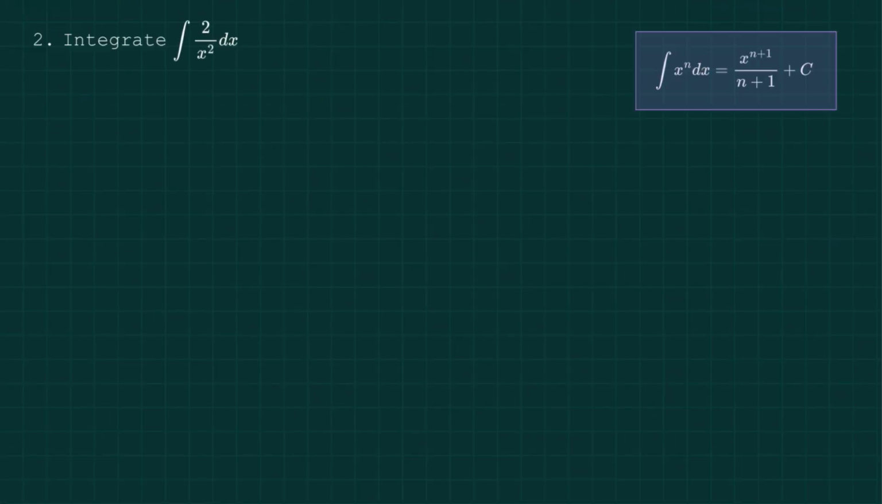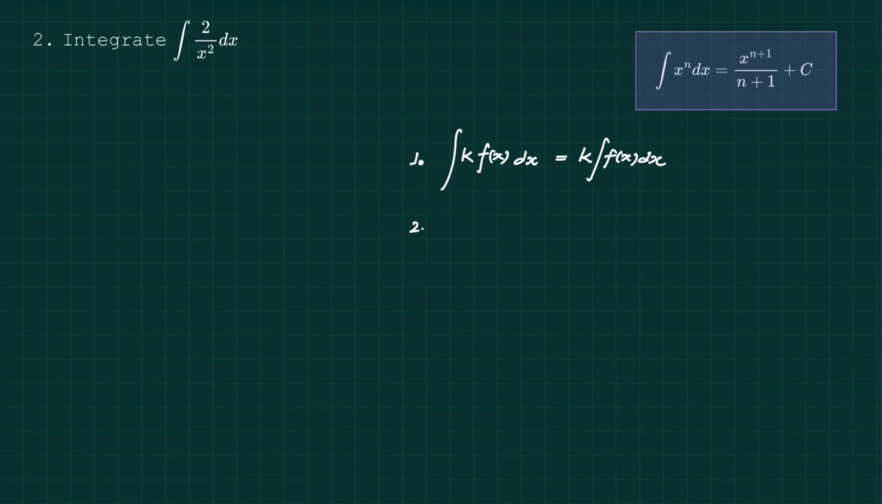Question number 2. Integrate 2 over x squared with respect to x. Before integrating this, let me talk about some properties which you have to remember. And that is, if there is a function f(x) getting multiplied with some constant k, and if I have to integrate this with respect to x, then it will be k times integration of f(x) dx. So this means whatever constant is getting multiplied with the function, that constant can be taken out of this integration. This is property 1 which you have to remember.